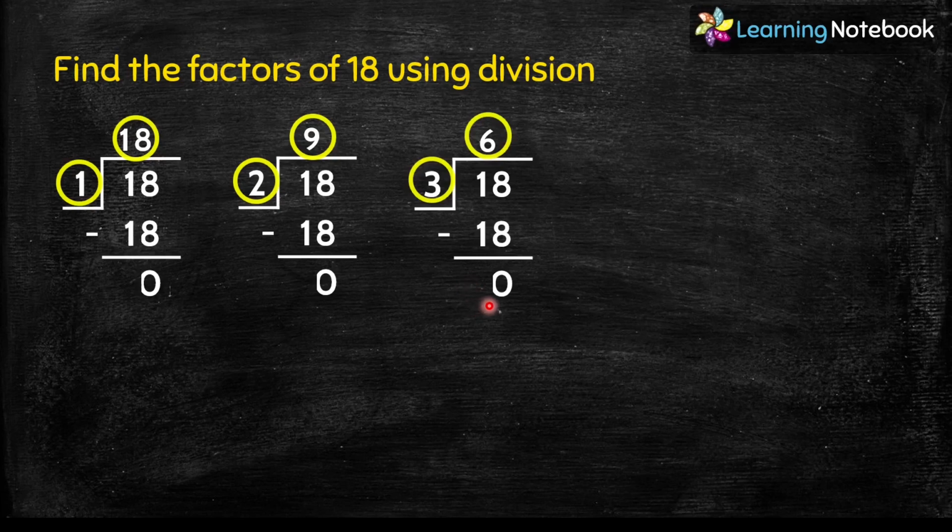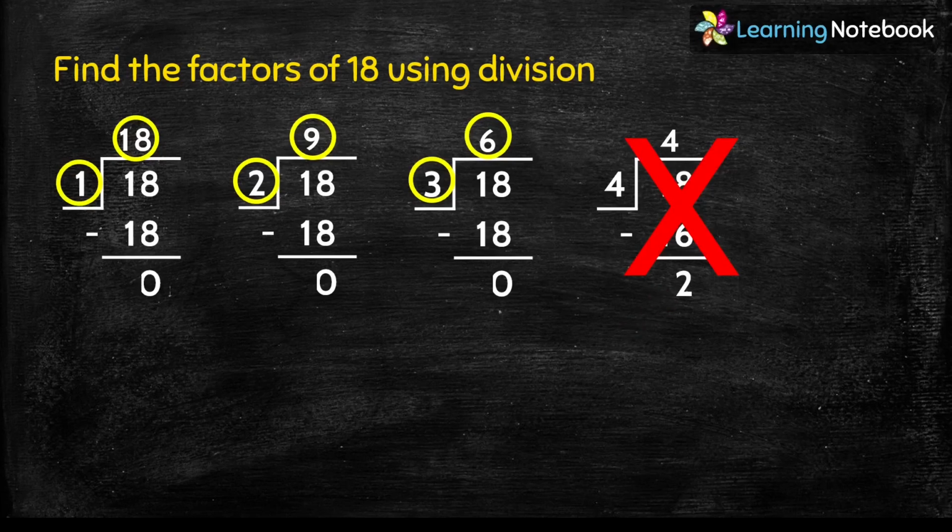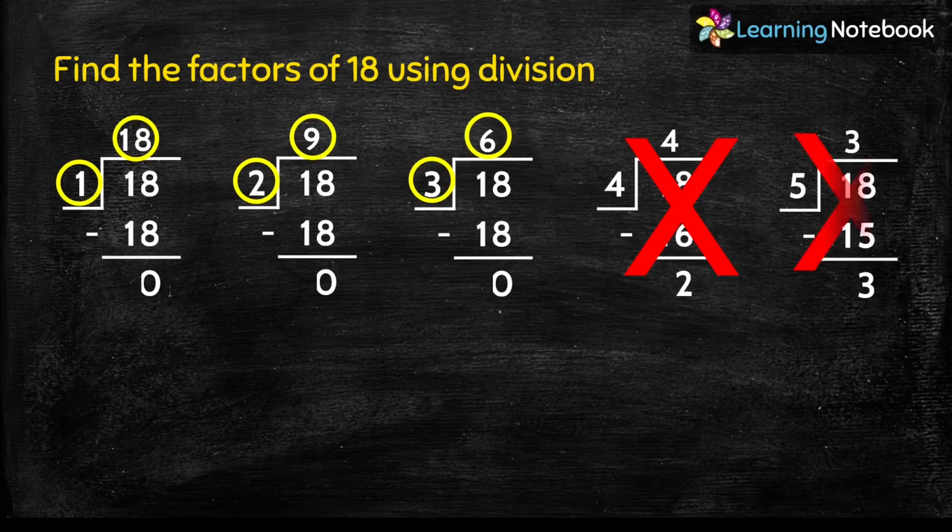Now students, we will divide 18 by 4. Here we get remainder equals to 2. So it means 4 is not a factor of 18. Now let's divide 18 by 5. We get remainder equals to 3. So it means 5 is also not a factor of 18.